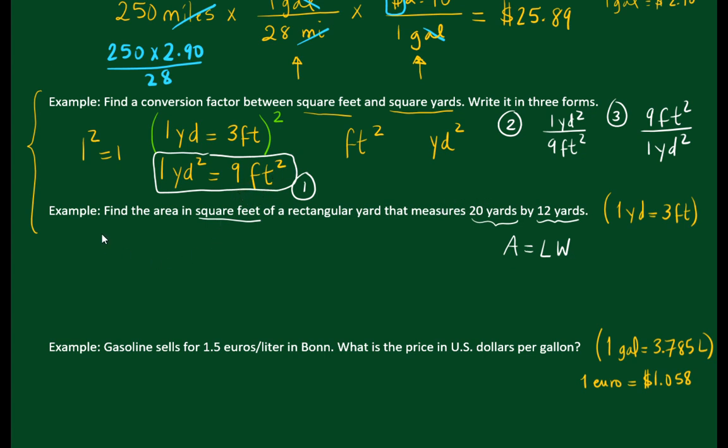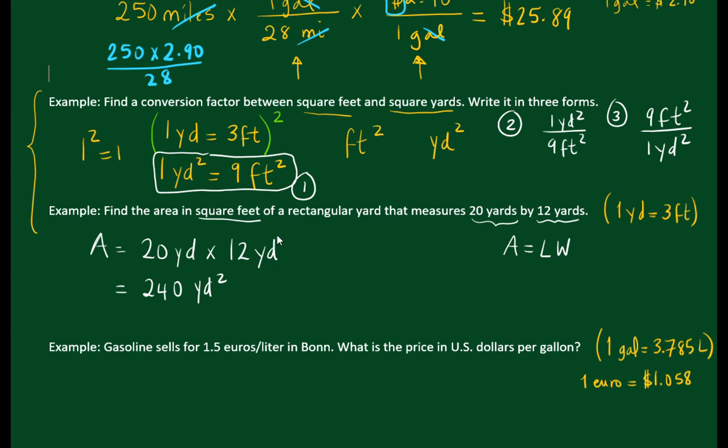So the area will be, for this problem, we have 20 yards. Please keep the units. That's important in mathematics. And then we have 12 yards. If you multiply them, you get 240 square yards, because yard and yard multiplied give square yards.